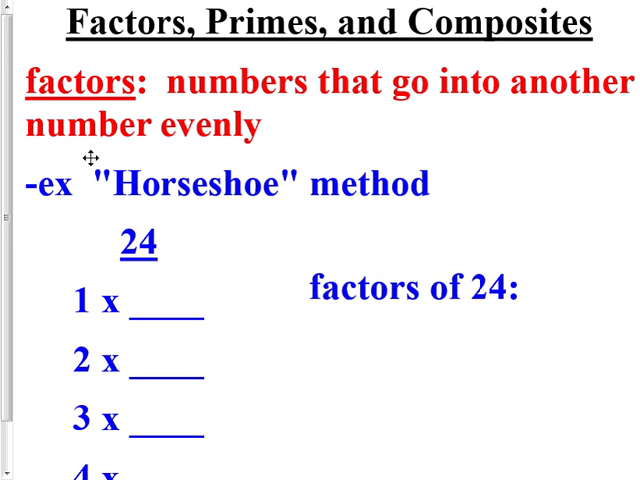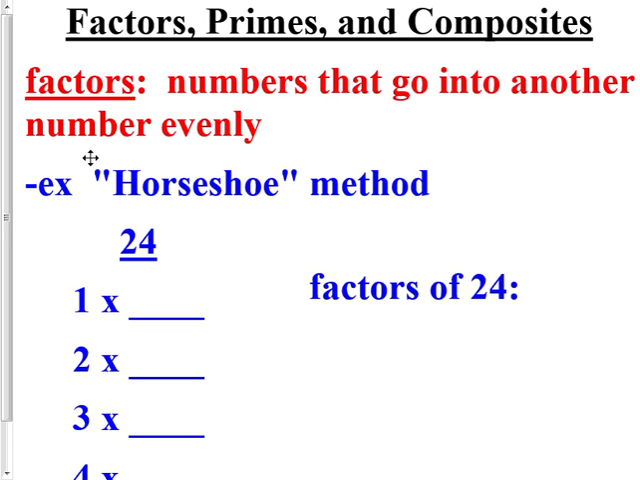So today we're going to look at factors, and when we look at factors, we also generally talk about primes and composites and what those are. So factors are numbers that go into another number evenly. So for example, if we're talking about 24, we could list its factors.